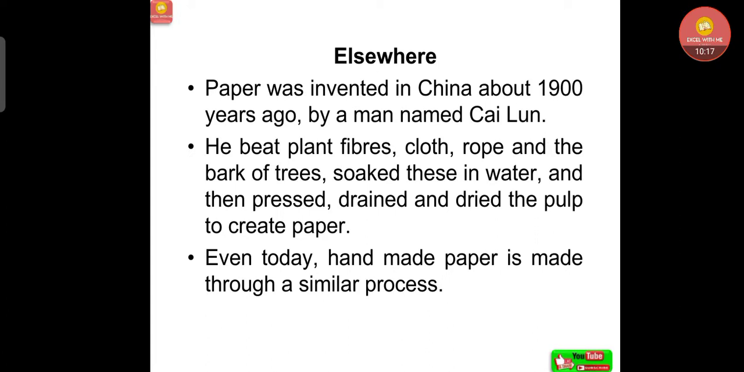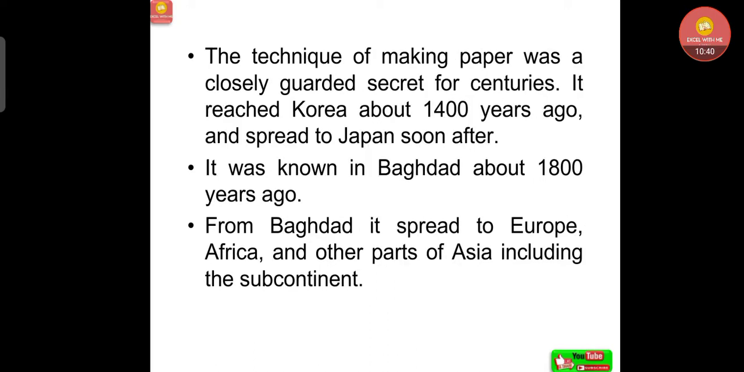Now let's see the end of the chapter with Elsewhere. Paper was invented in China about 1900 years ago by a man named Kai Lung. He beat plant fibers, cloth, rope and the bark of trees, soaked these in water and then pressed, drained and dried the pulp to create paper. Even today, handmade paper is made through a similar process.